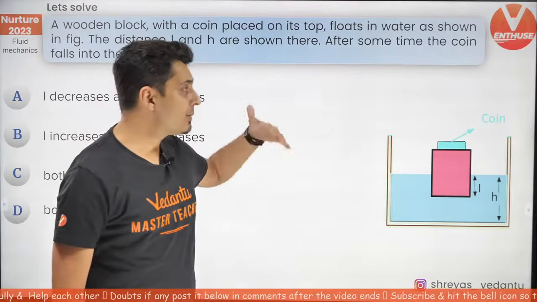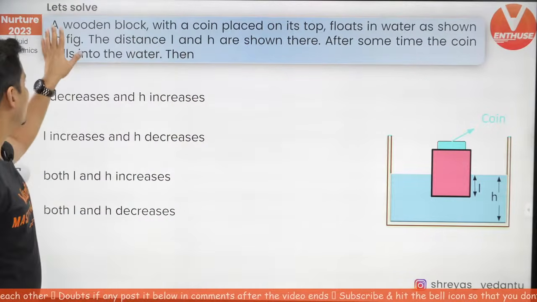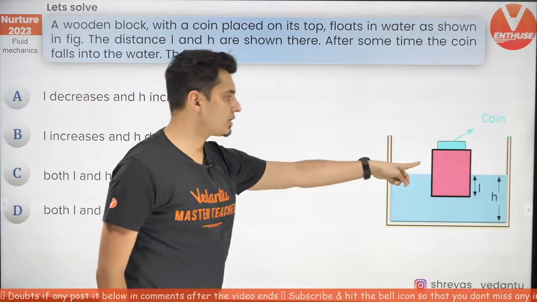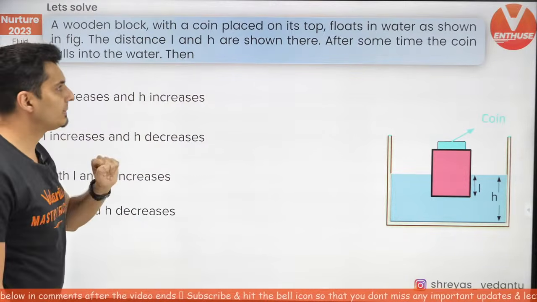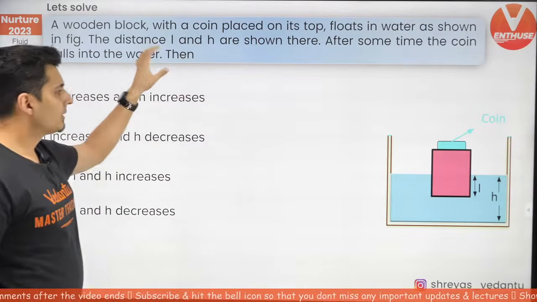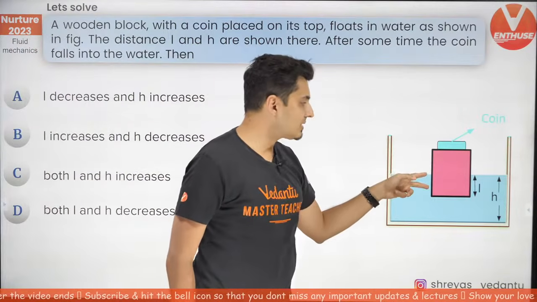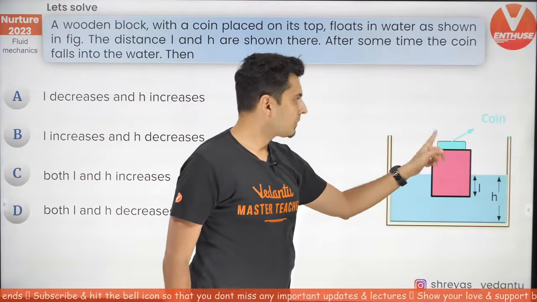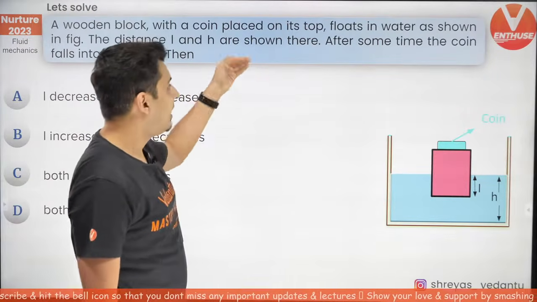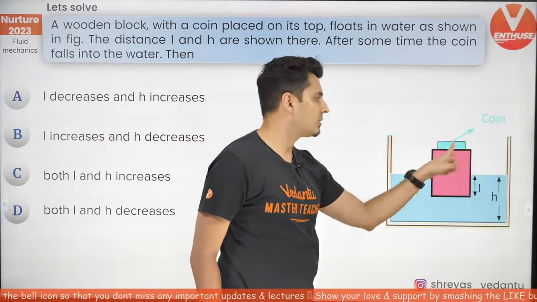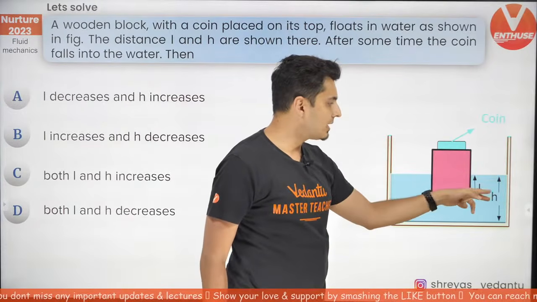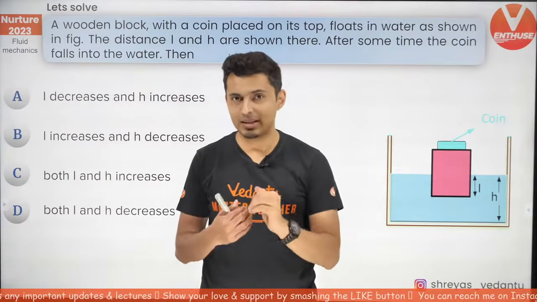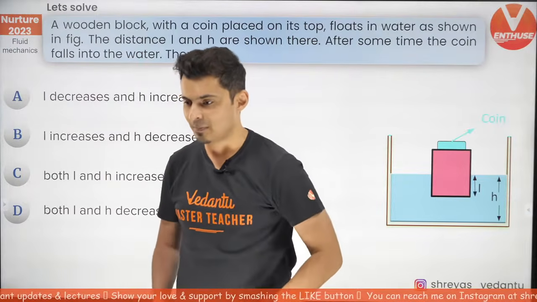This is slightly more advanced than the previous one. A wooden block is floating and there is a coin on top of it. As shown, the amount of wood which is submerged in water is L. The coin is over there. After some time, somebody drops that coin, so the coin falls over here. What do you think will happen to this L? What do you think will happen to this H? Will it increase or will it decrease?